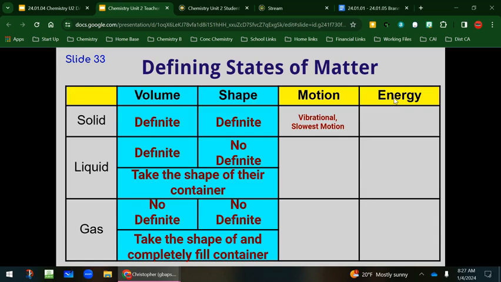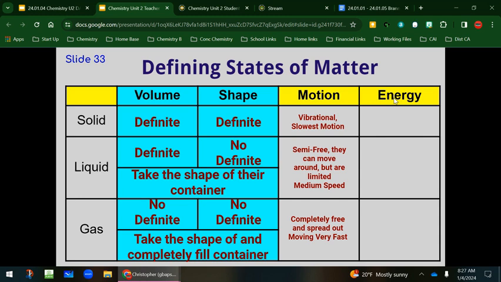As far as the motion goes, solids are vibrational and slow. Liquids are semi-free, they can move around but are limited. They can't get completely free of each other, and they have a medium speed. Gases are completely free. They spread out and they move as far away from each other as they can.